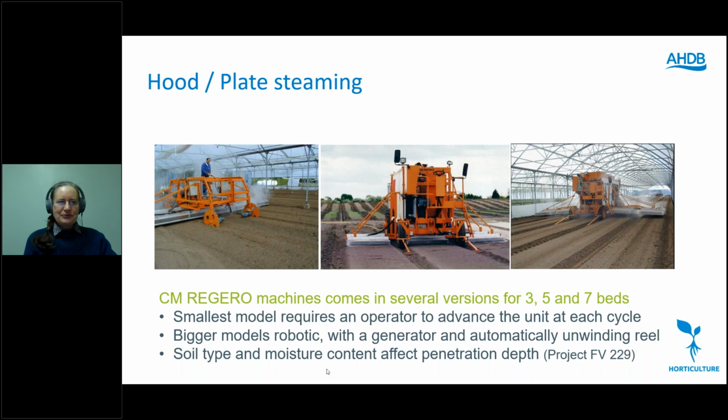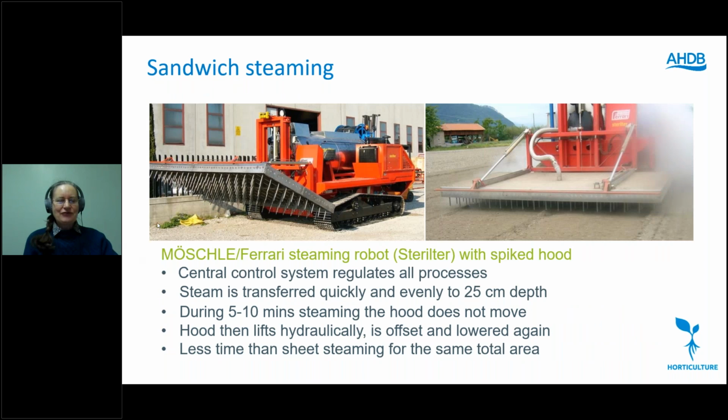This last picture is of something quite vicious, isn't it? Sandwich steaming: these spikes are pressed down into the soil, and because they go down, they can steam from the surface down to 25 centimeters. The hood is left there for about 5 to 10 minutes, then automatically lifted up with the hydraulics and moved onto the next piece of soil. So it is fairly quick, and you can do more area in the same time than with sheet steaming.